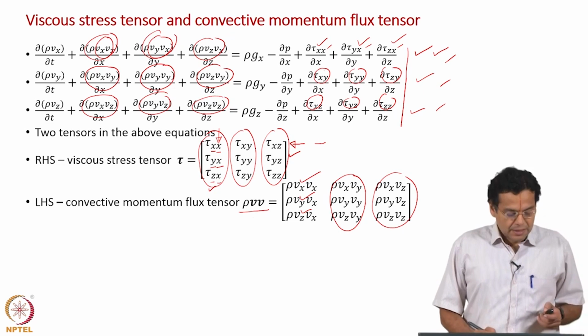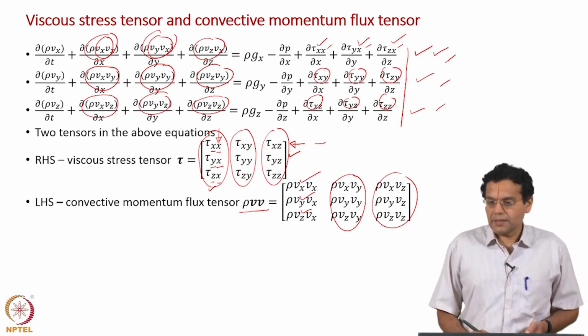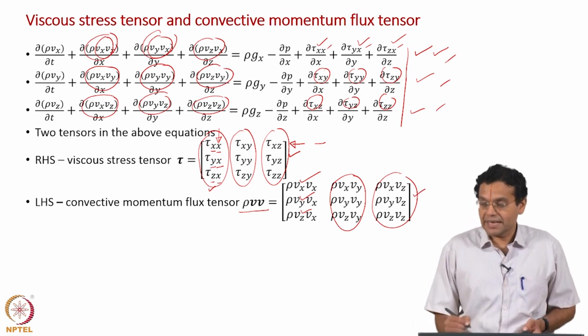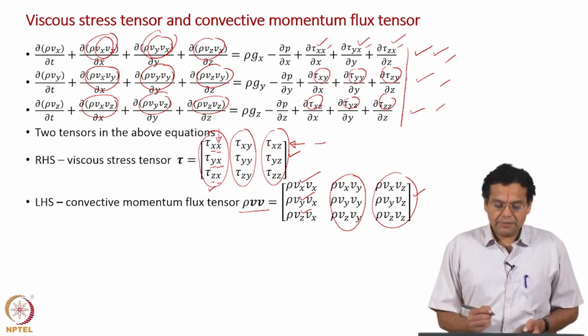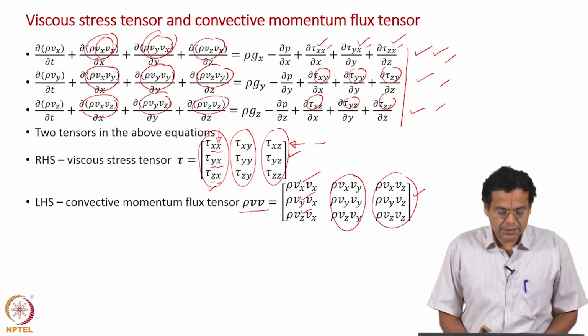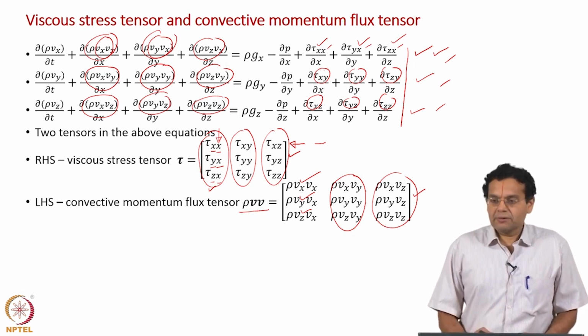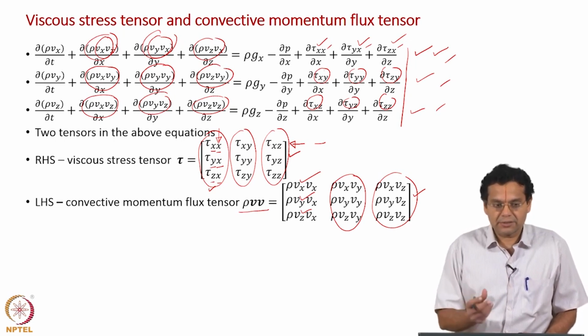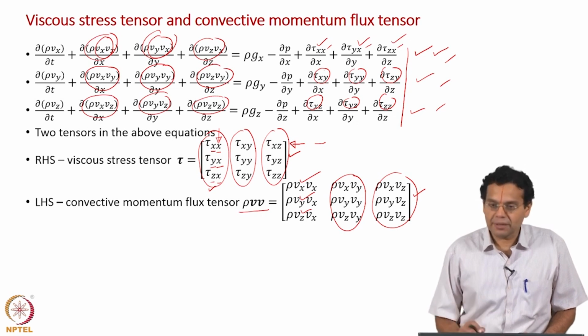We will not discuss the dyad more formally here, but we will discuss the physical significance of these 9 components of the convective momentum flux tensor. But the first question is, why convective? That is very clear: all these terms come from the convective components on the left hand side of the linear momentum balance. So, that is very clear. Why is it momentum flux?